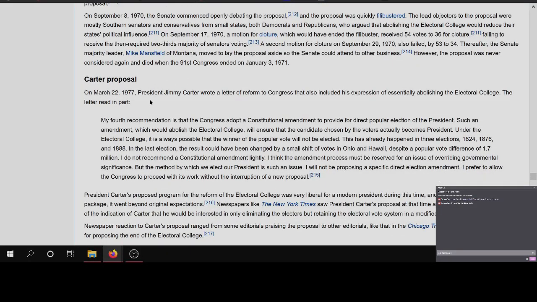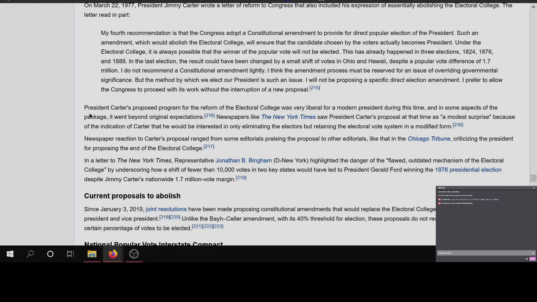On March 22, 1977, President Jimmy Carter wrote a letter of reform to Congress that also included his expression of essentially abolishing the Electoral College. The letter reads in part, my fourth recommendation is that the Congress adopt a constitutional amendment to provide for a direct popular election of the president. Stated in average English, no legalese to create confusion. Any person can read it and state his viewpoints.